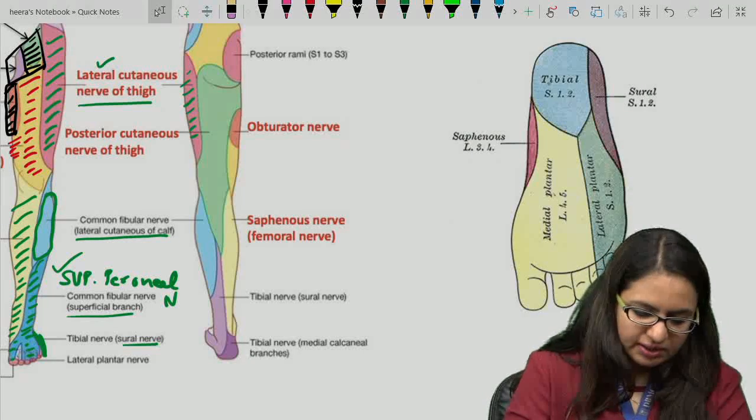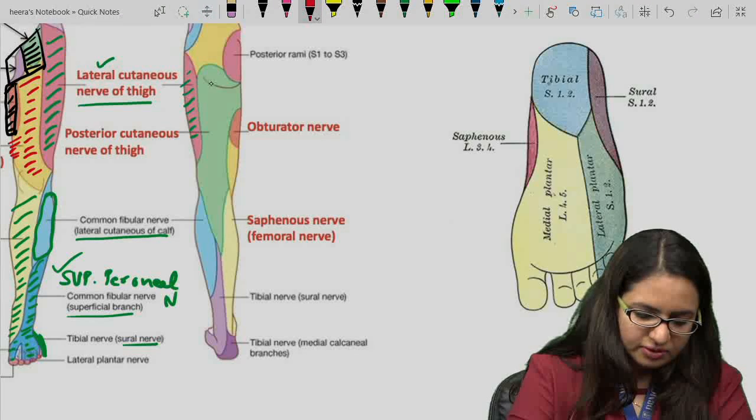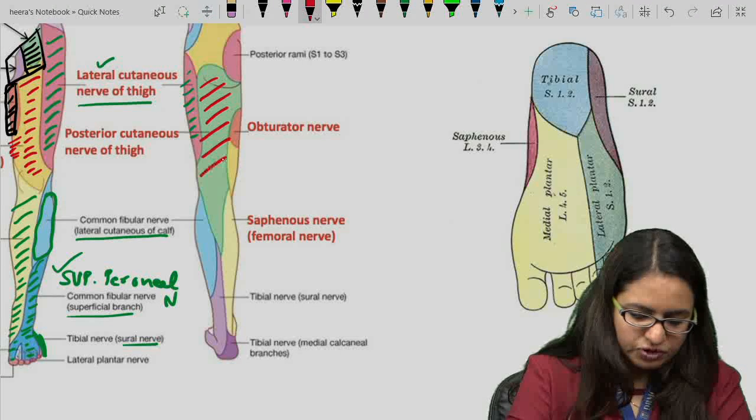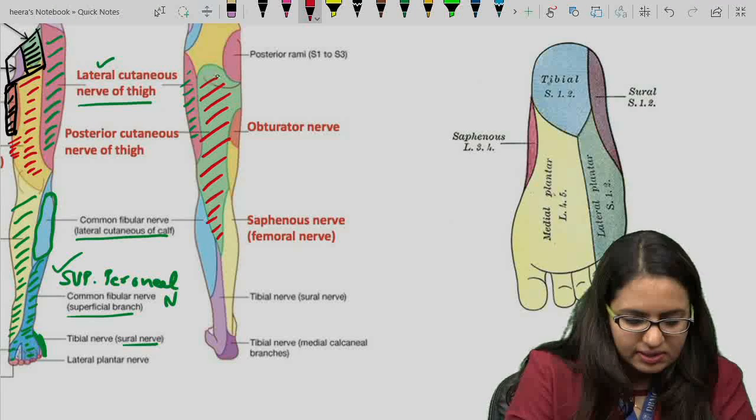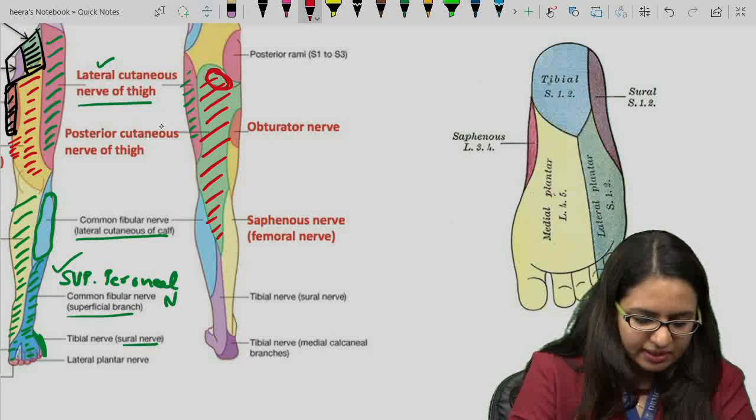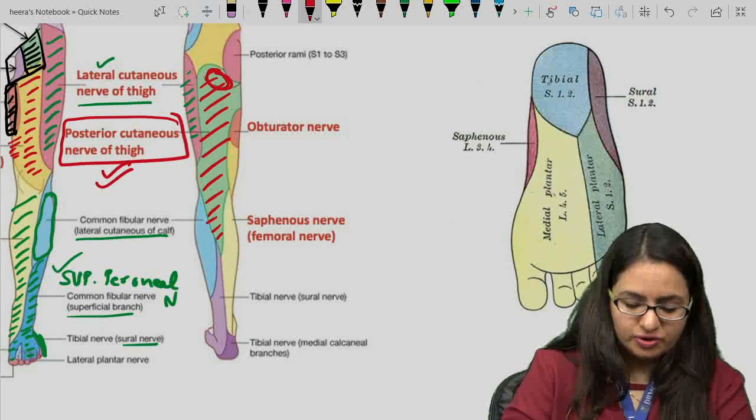And apart from that, the main nerve which is supplying the posterior aspect of the thigh, as well as the skin over the popliteal fossa, along with the inferior portion of the buttock, is the posterior cutaneous nerve of thigh.